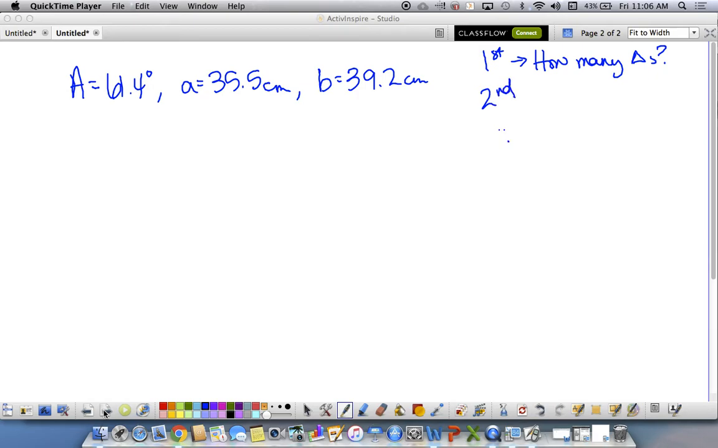Second, solve triangle ABC, with some extra random dots up there. Go ahead. What are you going to do first?